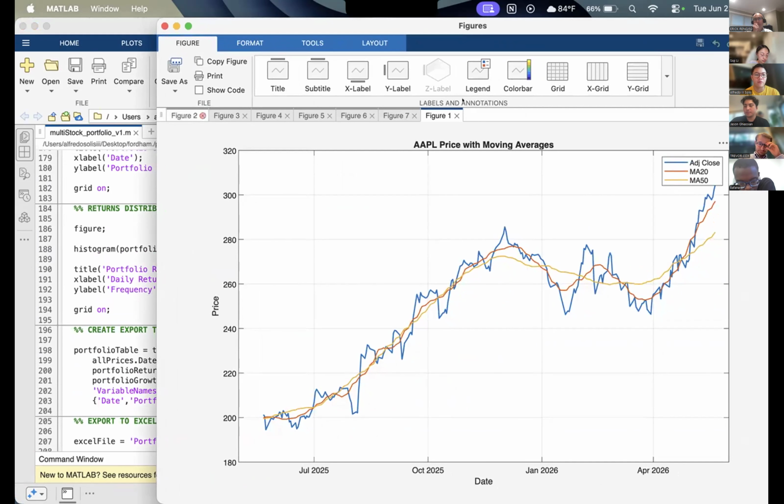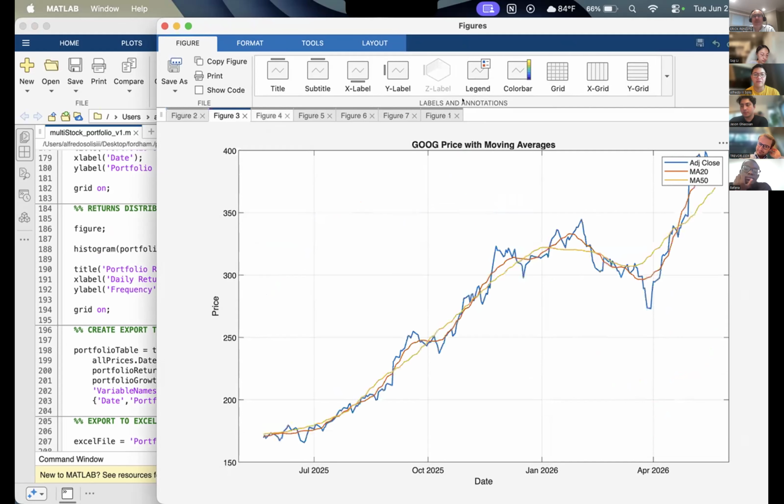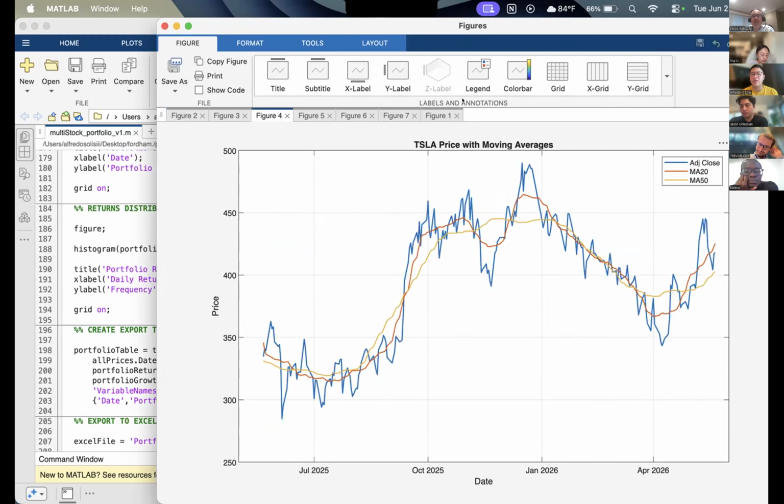Figures 1, 2, 3, and 4 are pretty much the same ones. They are the individual stock charts, one per stock. These show the adjusted close price alongside its 20 and 50-day moving averages over the full year. The price line shows the raw day-to-day movement while the moving averages smooth it out for better monitoring. And usually if you follow the 50 or the long-term one, if the current price is above it, it usually means a more bullish signal for the overall stock.